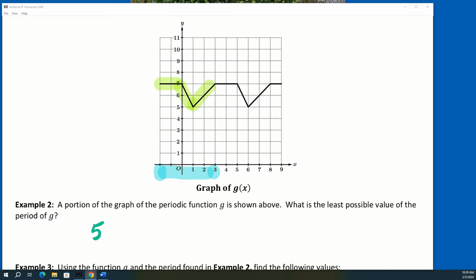Now, last class I drew it differently. I drew that this was the period. And that's fine. That's still going to be a distance of 5. So it could be different.